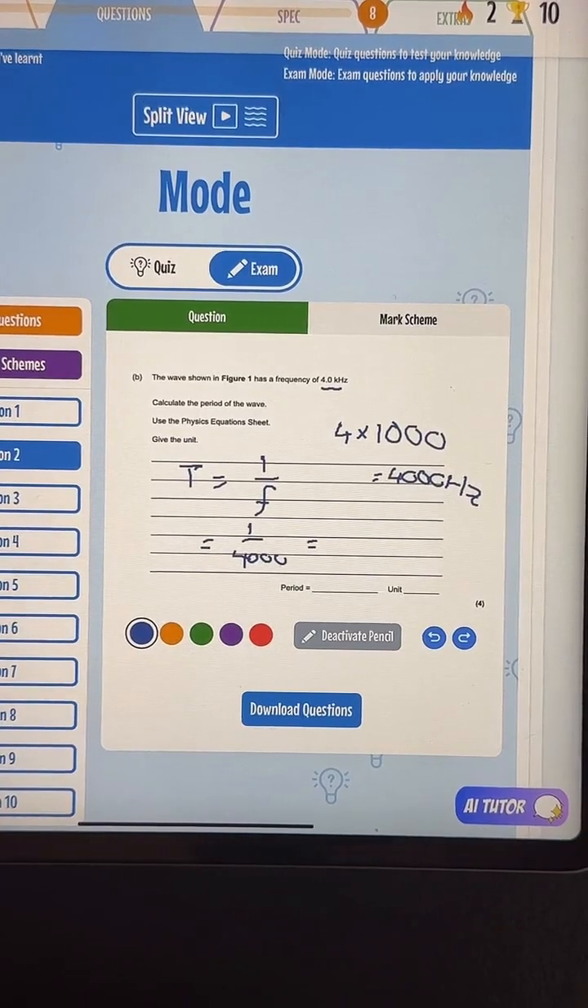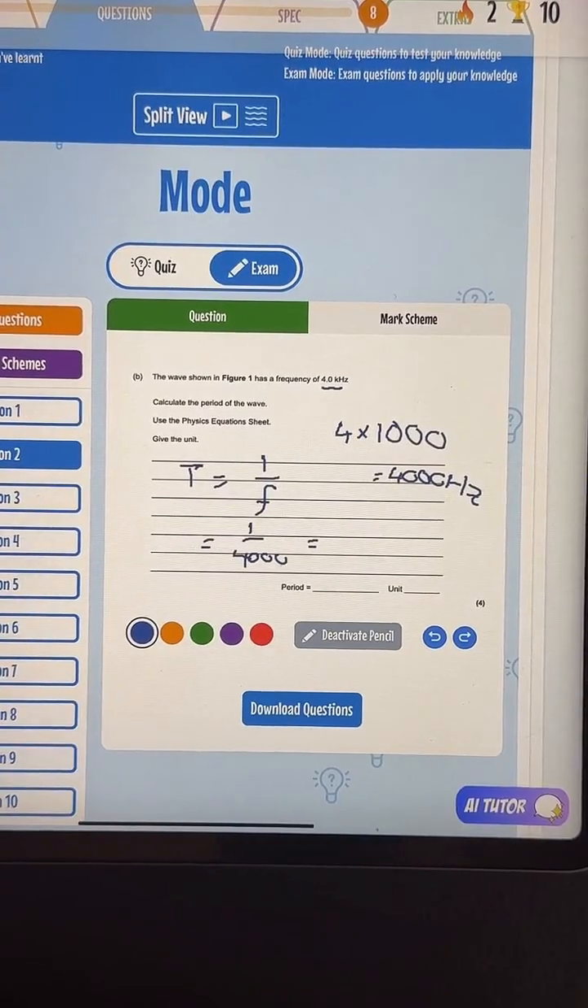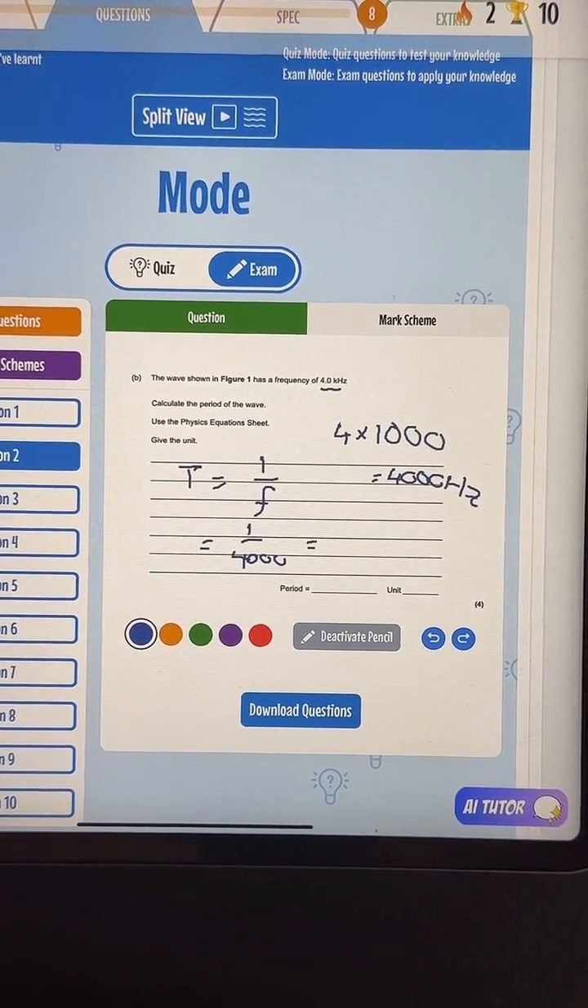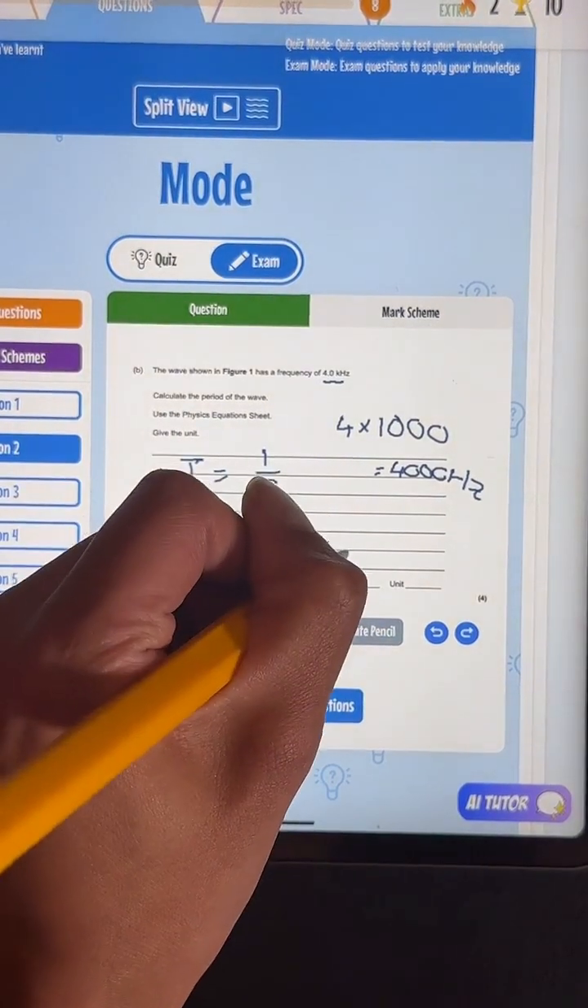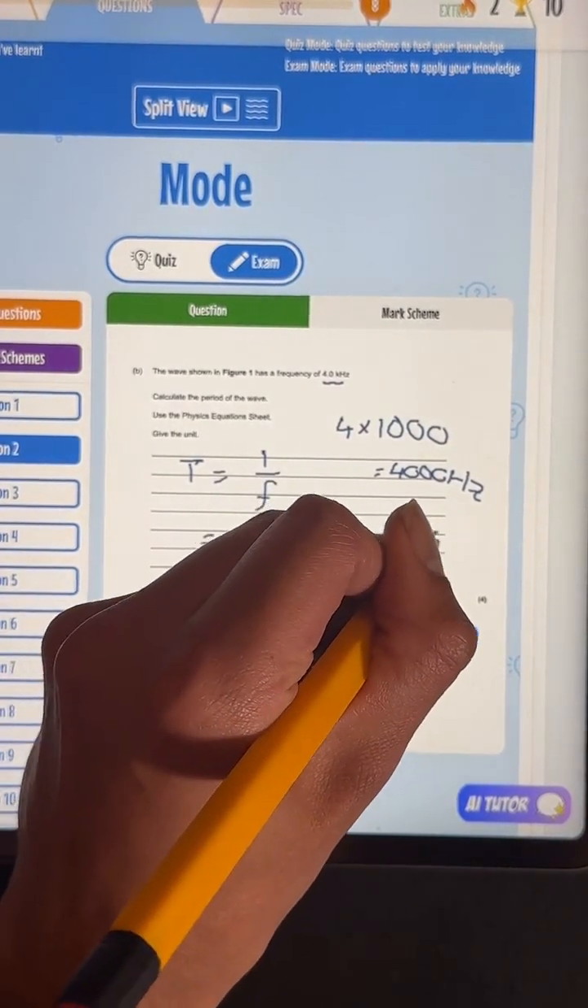I think you're slightly short there, Geordie, because it's 4,000. So dividing by 4,000 is like dividing by 1,000 and then dividing by 4. The answer is that you're missing a 0. It's 0.00025.